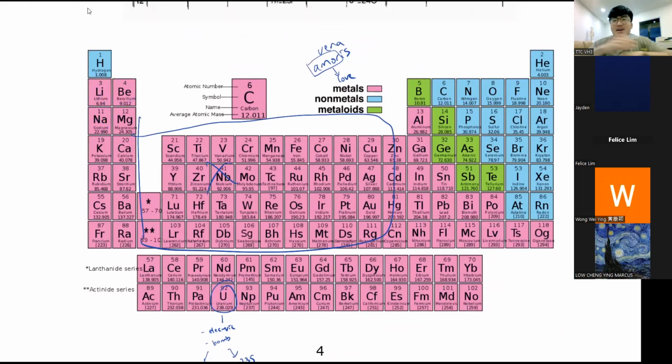That's why people, when you first see this periodic table, you just take it for granted. You're like, yeah, this boring stuff, who cares? But now when you really look into the periodic table, there's hidden messages inside.